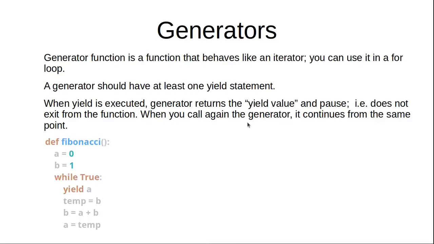For example, create a Fibonacci number generator. Create 2 variables, a and b, assign 0 to a and 1 to b, and within a while loop, first yield the value of a, then create a temporary variable, temp, and assign the value of b to it. Assign the value of a plus b to b, and then assign the value of temp to a.